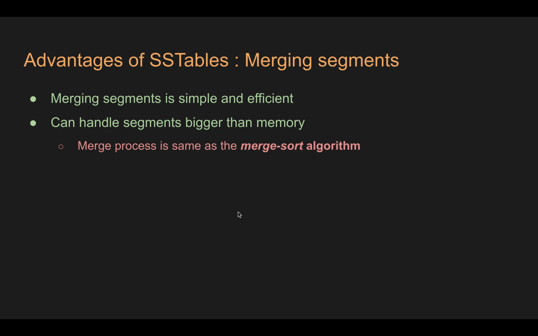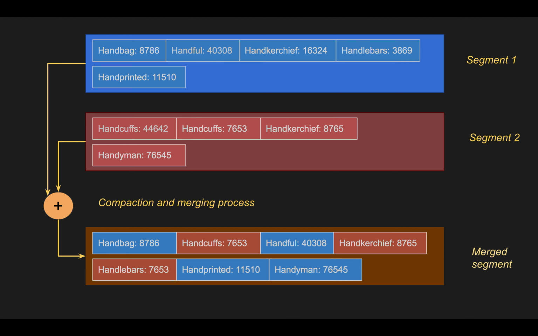The first one is that merging the segment files in the case of an SSTable is very simple and efficient, and that works even if the files are bigger than the available memory. This is because the approach used for merging is the same one used in the merge sort algorithm. Let me explain that with an example.